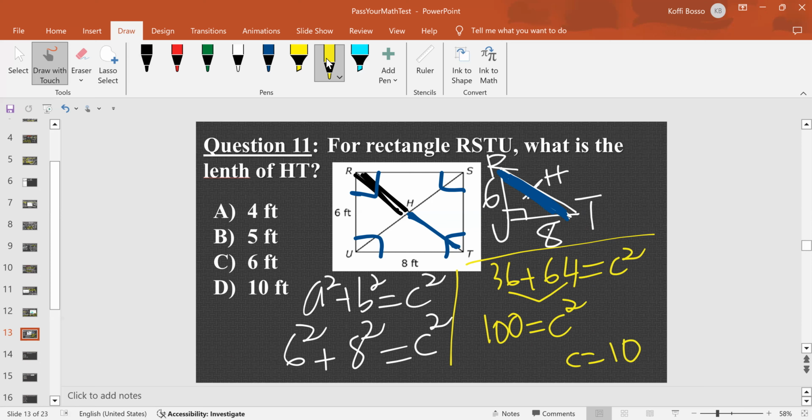C is 10 is not yet the answer. That is the diagonal RT. Okay. Now to find HT, which is half of that diagonal, we divide C by 2. So we take 10 divided by 2, you get 5. Therefore, the correct choice is B. Let's continue.